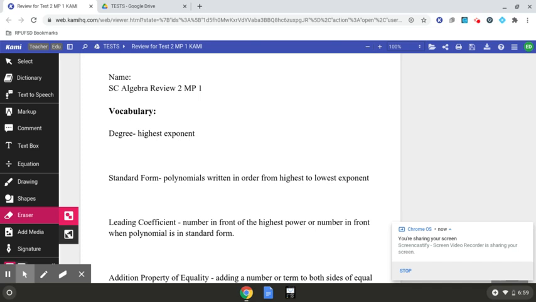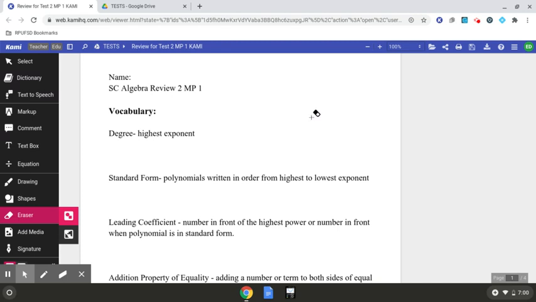Okay, so this is your review for test 2, which is going to be your assignment for Friday, the 30th. You can begin to take the test whenever you would like this week. It is already open. Please use this review sheet while you are taking the test. It's open notebook, so please utilize it.